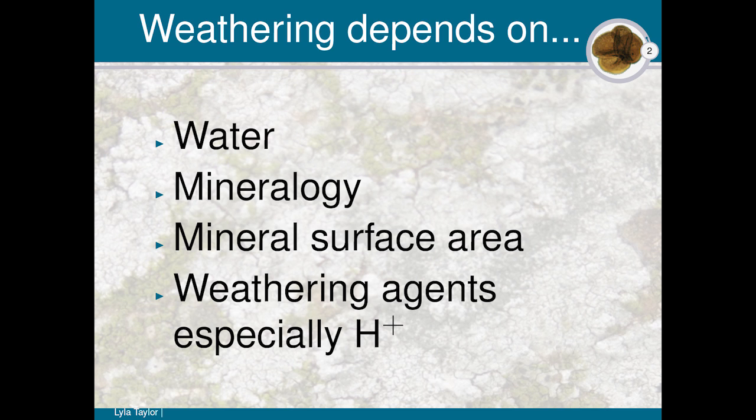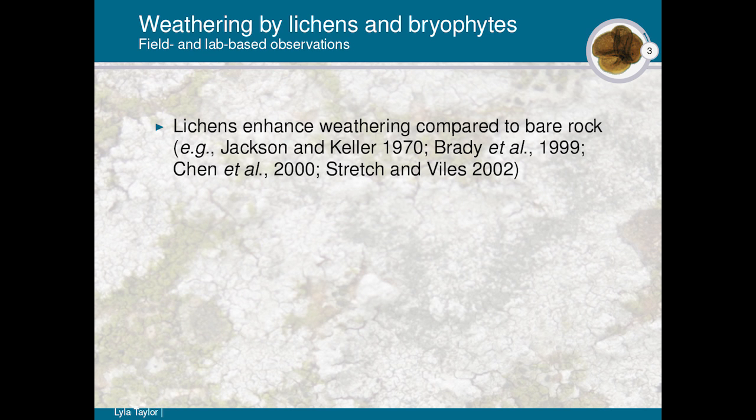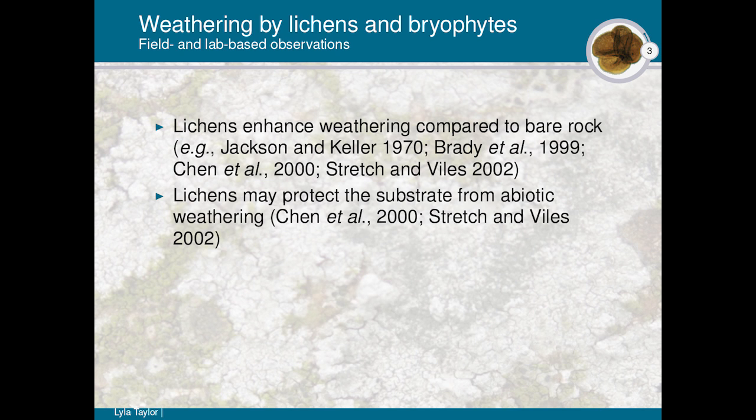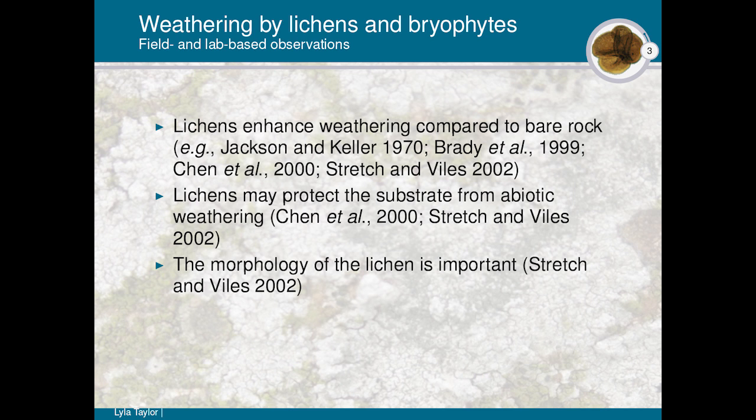So weathering depends on water, the minerals, and particularly their surface area, and then together with a weathering agent, for example, low pH. And there is a lot of literature out there indicating that lichens do enhance weathering compared to bare rock. And furthermore, that they may actually, in some cases, protect the substrate from abiotic weathering, for example, from temperature fluctuations. But also that the morphology of the lichen is important. Stretch and Viles did find that there was a thicker weathering rind when it was a fruticose lichen as opposed to a crustose flat lichen.